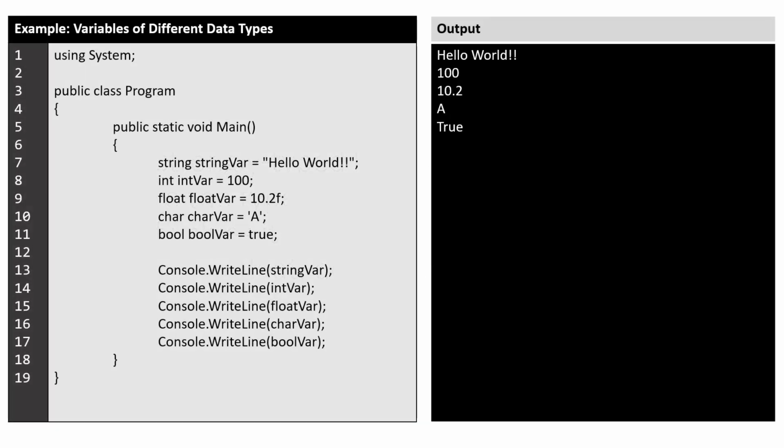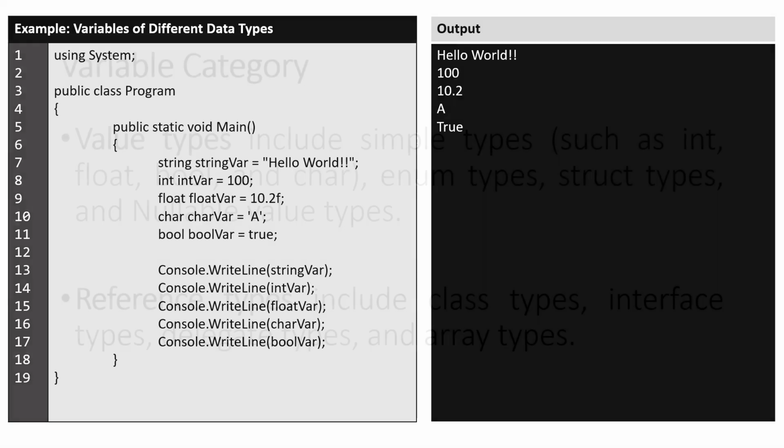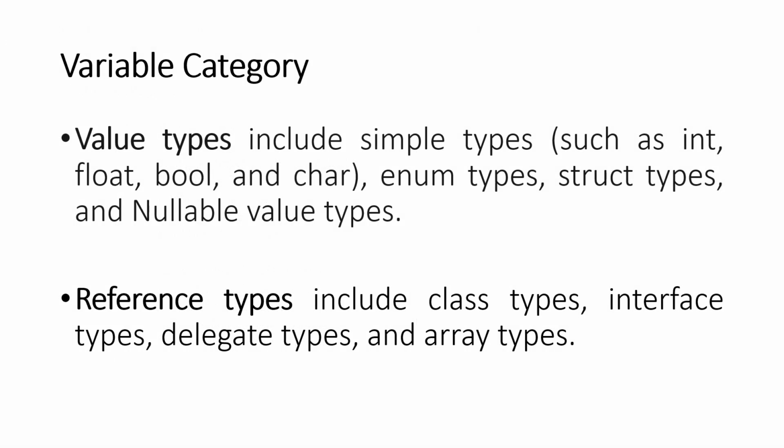The following code declares and initializes variables of different data types. If we run this code, the output would look like this. Again, we are using here the Console.WriteLine, which is a static method that prints or displays on the console. C# mainly categorizes data types into two types: value types and reference types.